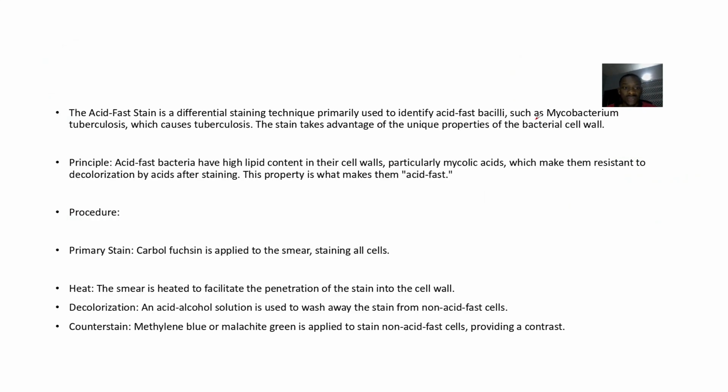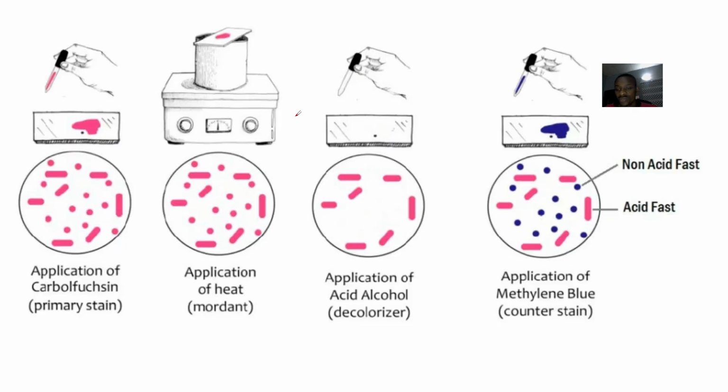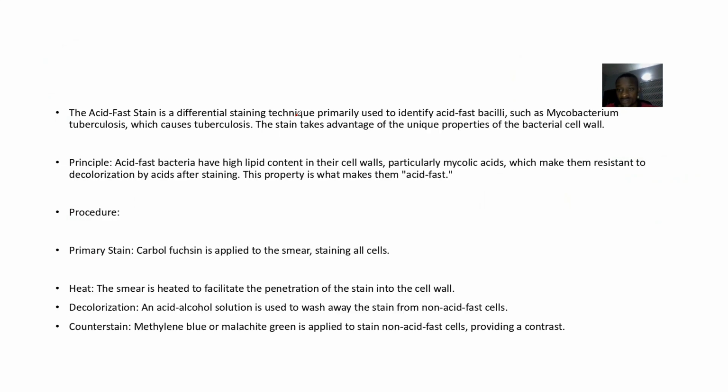All right. So the acid fast is actually a differential staining technique. Differential because you want to now differentiate between the non-acid fast and the acid fast type of organisms. So you are using it to identify acid fast bacilli, like Mycobacterium tuberculosis that can cause tuberculosis. So this takes advantage of the unique properties of the bacterial cell walls to be able to now announce their presence. Do you understand?